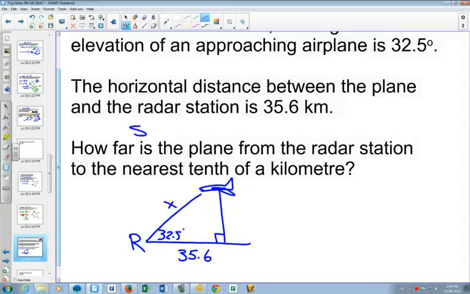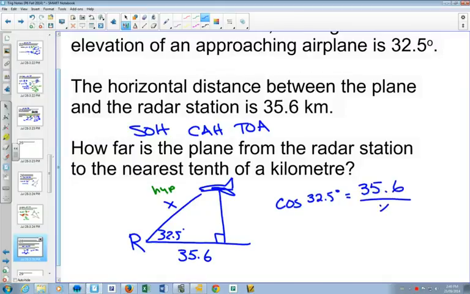SOHCAHTOA it. Look at your definitions. We have the adjacent one to the angle, and we want to find the hypotenuse. Cosine. So we want to use cosine. So cos of 32.5 equals 35.6 over x. So we're going to have to multiply it by x.